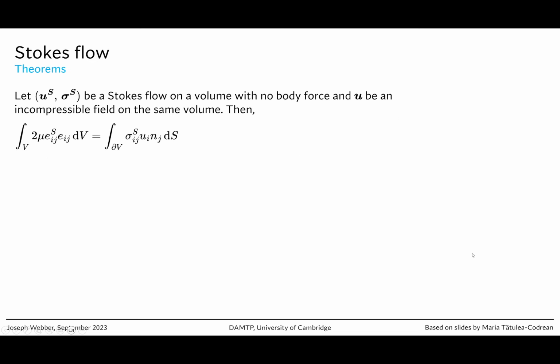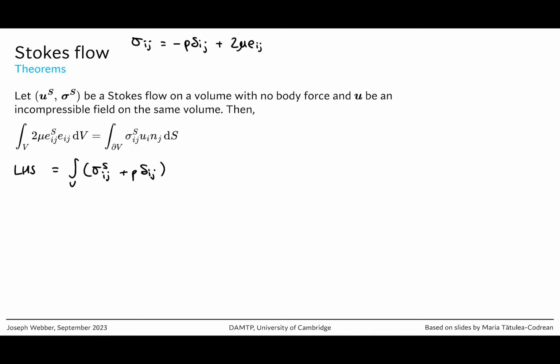There are even more theorems involving Stokes flow. We'll start with this little lemma here, and I'll show you how to prove it. If we've got a Stokes flow u^S and sigma^S, this is our velocity field, this is our stress, and u being just some velocity field that is incompressible, then this identity holds. Now how do we show that? Well, the left-hand side is equal to 2 mu e^S, so everything with an S superscript is the Stokes flow solution. This is just equal to sigma^S_ij plus p delta_ij, because remember, sigma_ij is minus p delta_ij plus 2 mu e_ij.